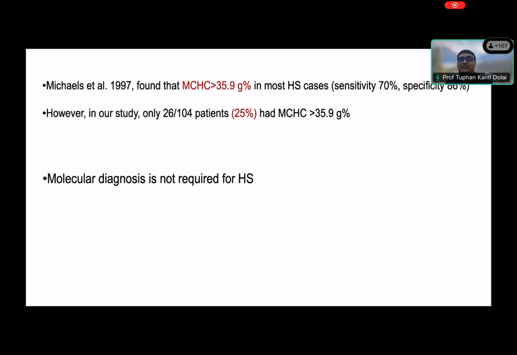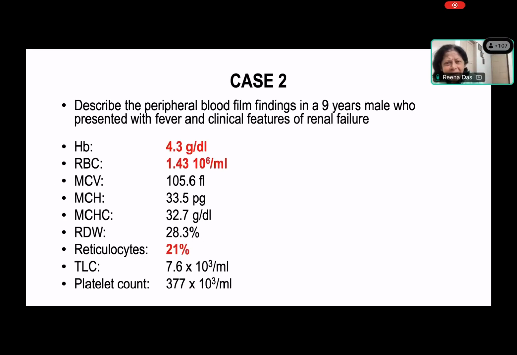Over to Dr. Das. So we'll go to the next case, and I can ask Aishwarya to present this case. Ma'am, before that, there was another question regarding EMA binding. So can you take that up?